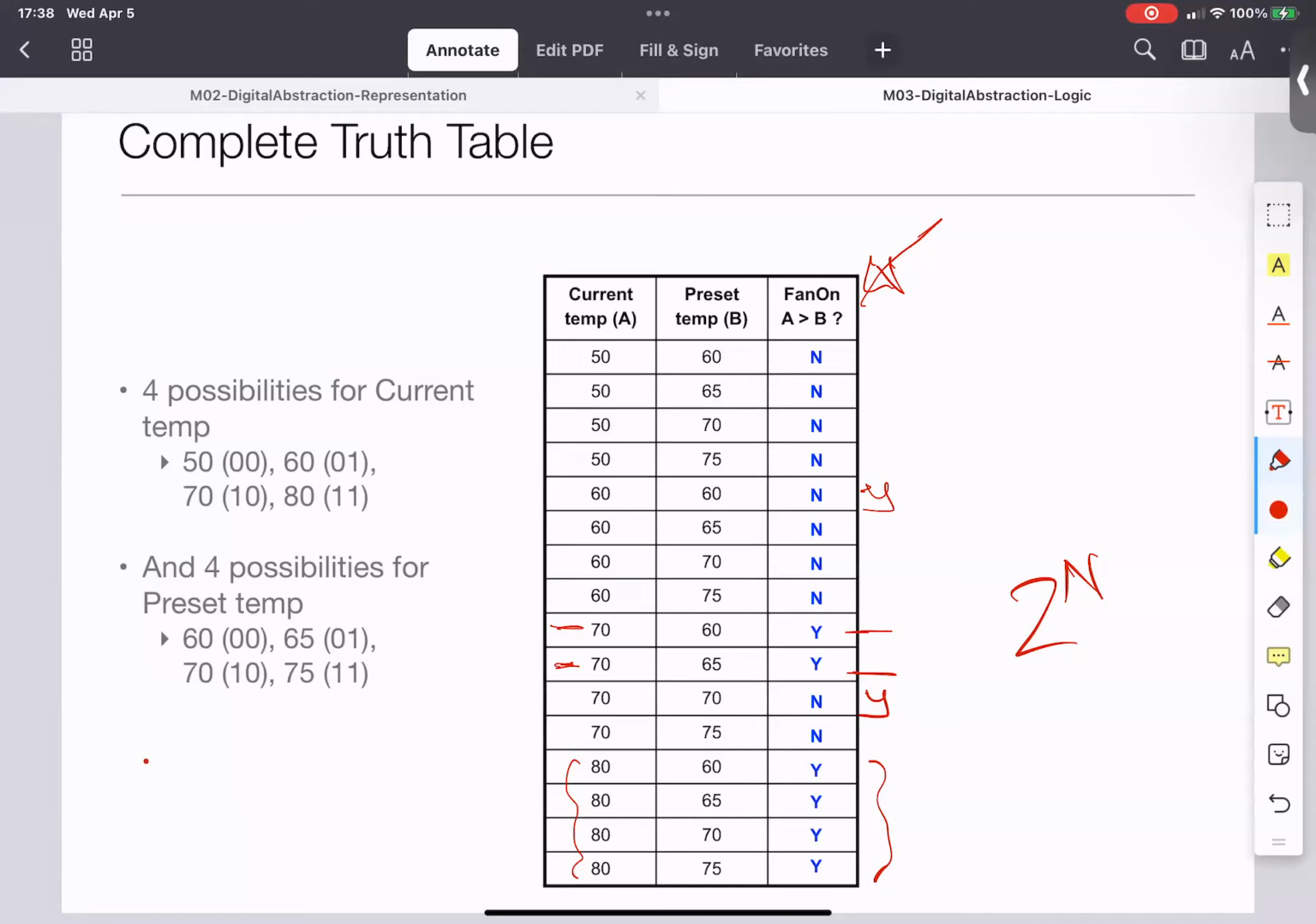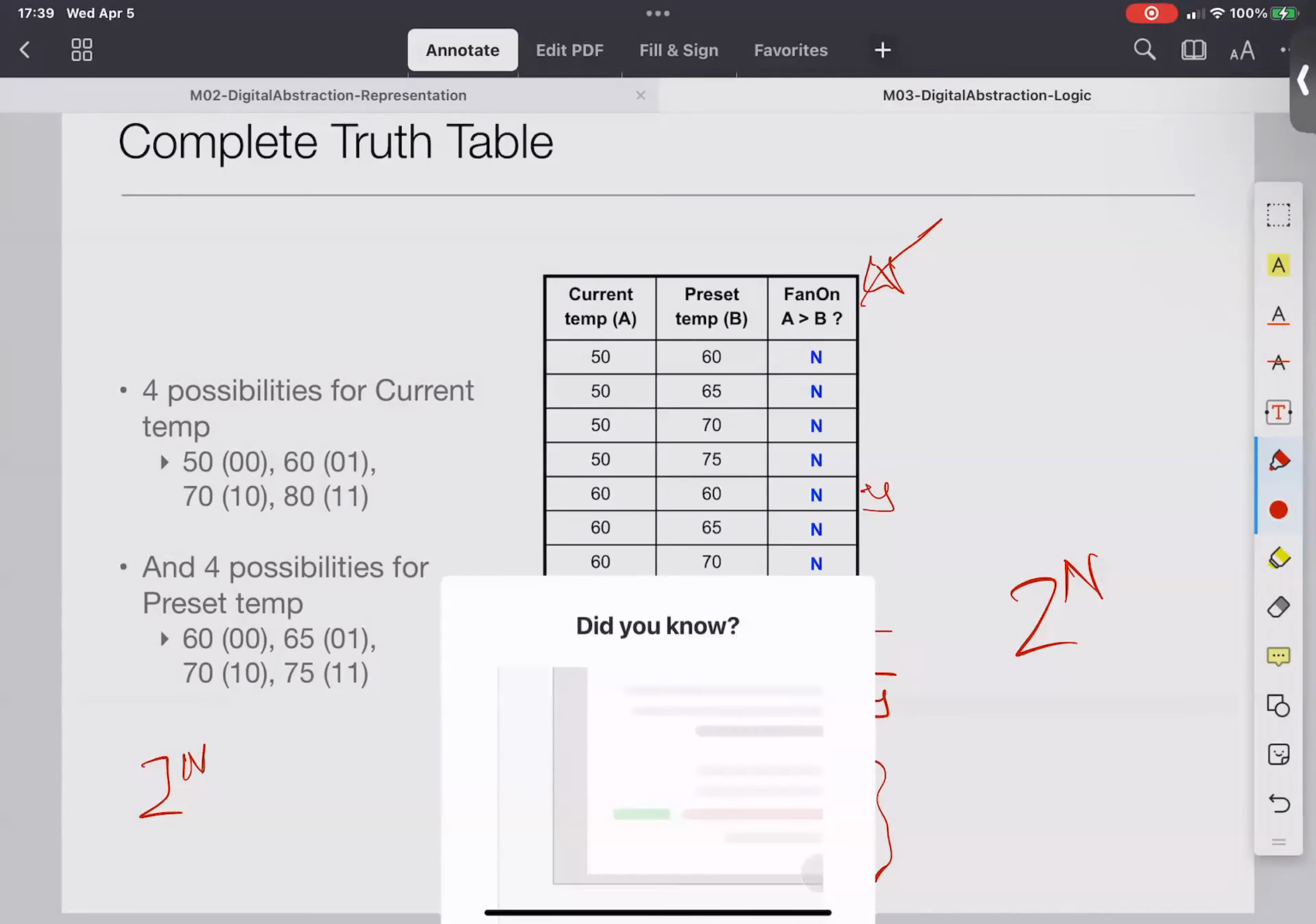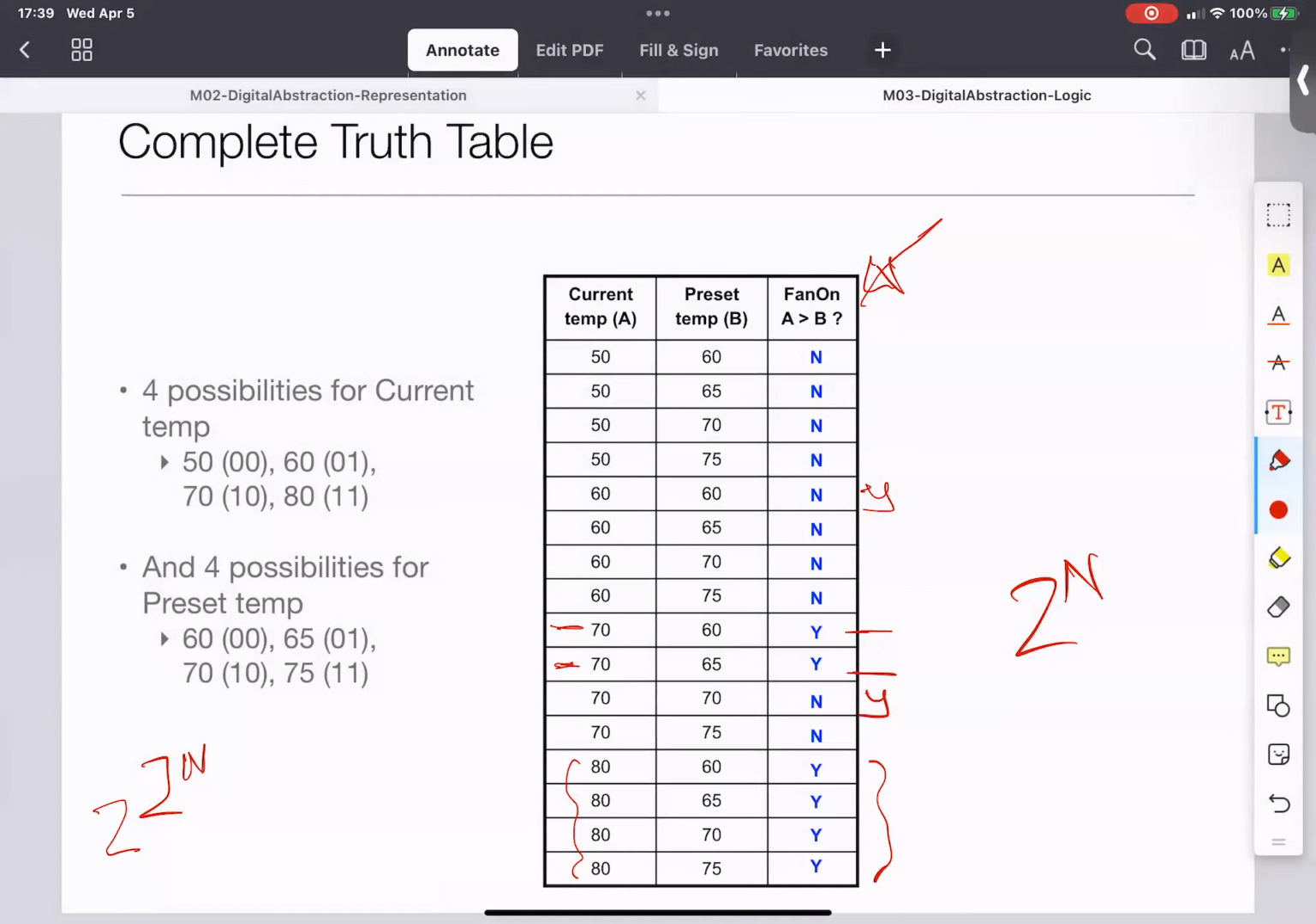Well, they have 2 to the power n rows and 2 to the power n possibilities, right? So that many distinct digital systems exist for n input bits. Some of them are trivial: it always outputs a 0, or always outputs a 1. The point is that many distinct things exist.